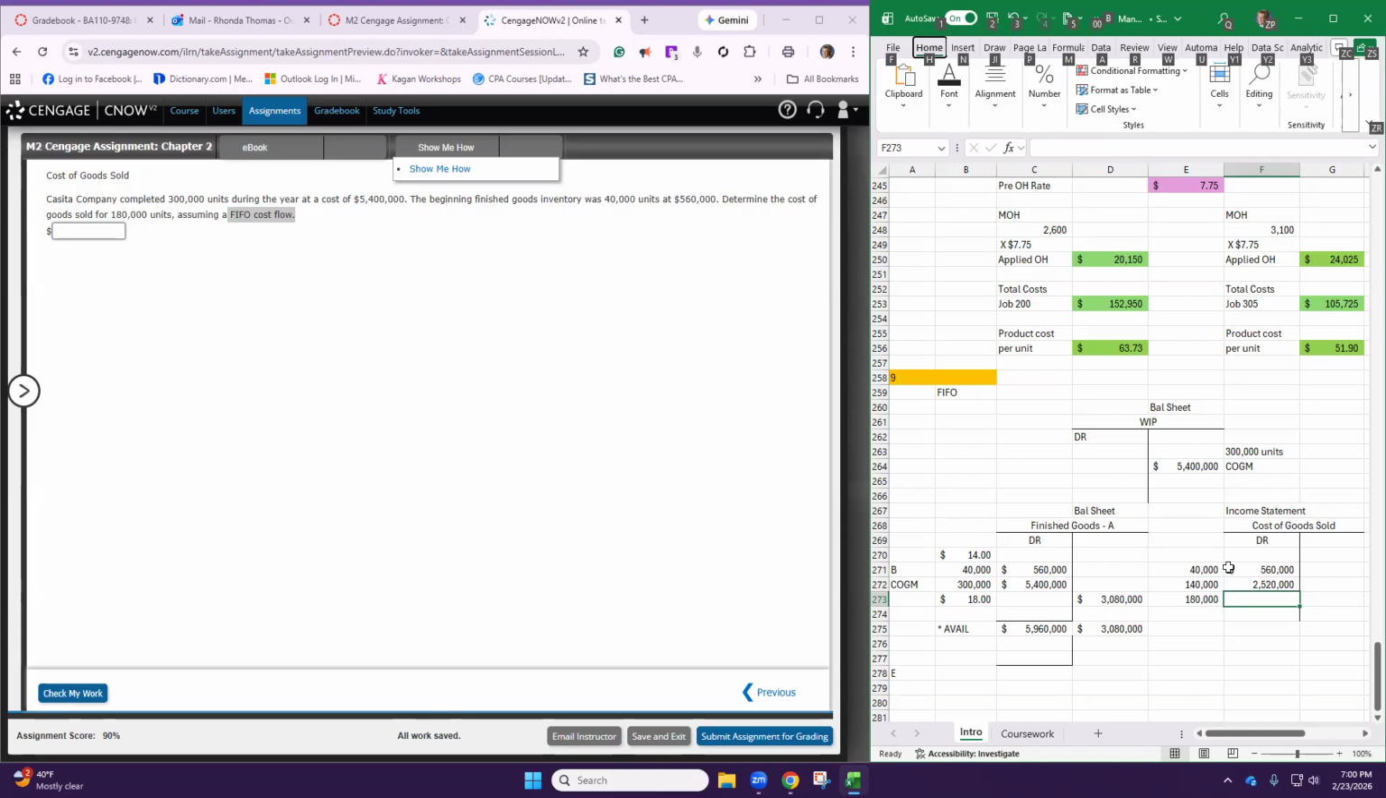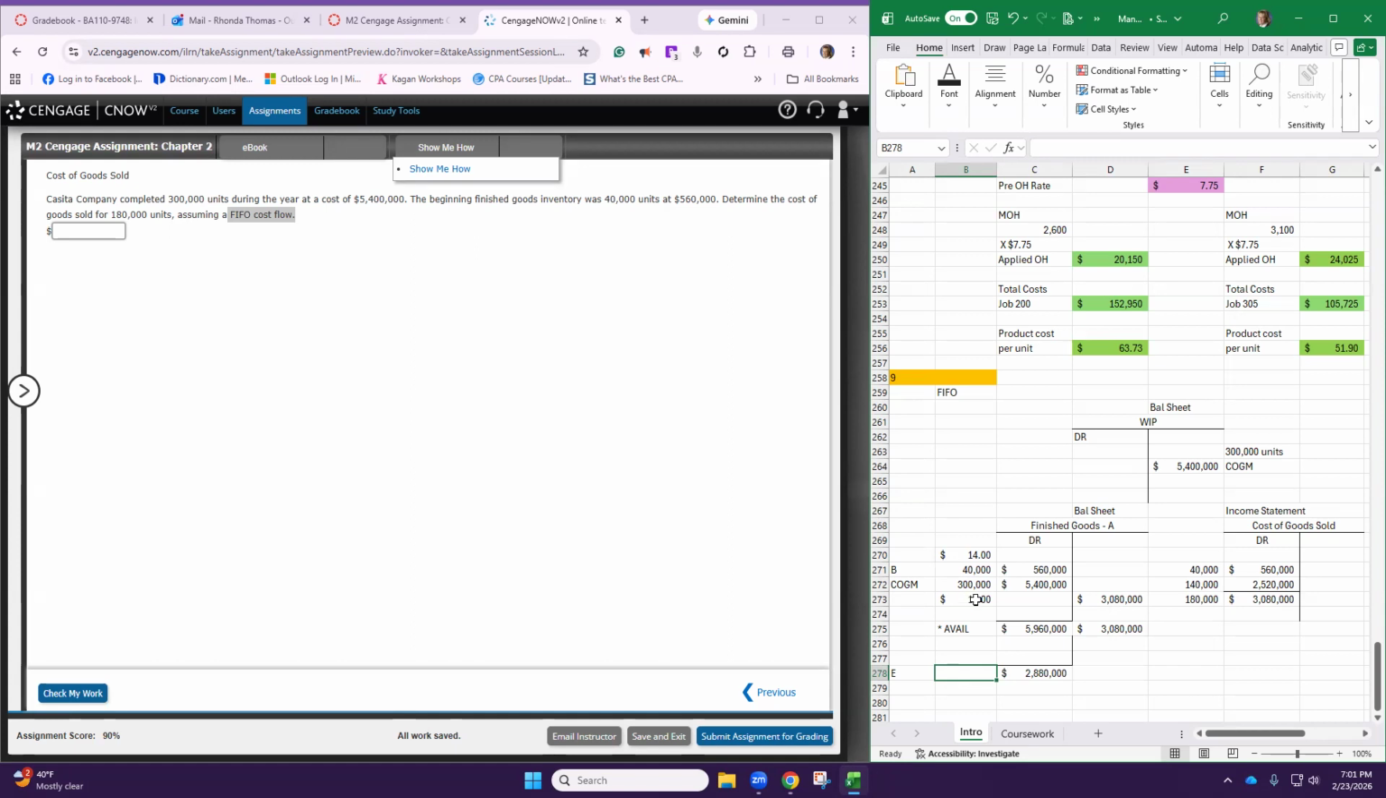Because this is first in, first out, here's how much went out. I just want to make sure this is right. There is something left here in finished goods just for fun, even though they're not making us tell you what it is. We can take the available amount and subtract the amount we sold, and that means there's 2,880,000. And how many units? So 40 is gone.